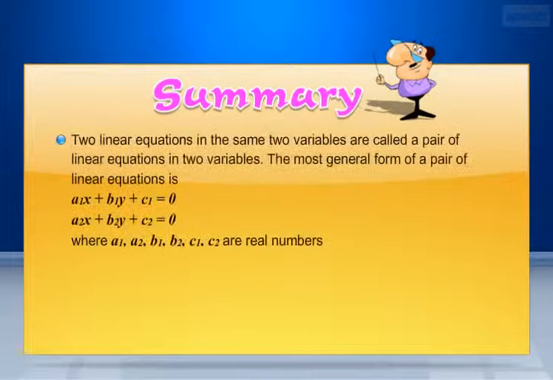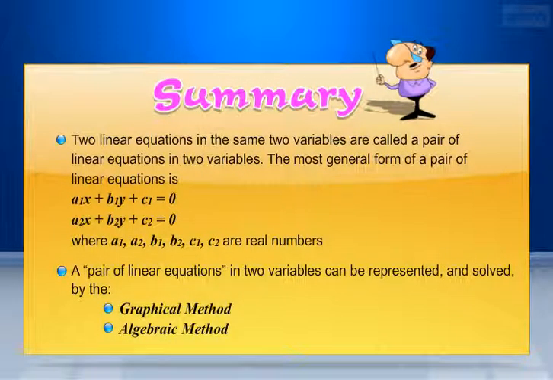Let us summarize the important points covered in this lesson. Two linear equations in the same two variables are called a pair of linear equations in two variables. The most general form of a pair of linear equations is a1x + b1y + c1 = 0, a2x + b2y + c2 = 0, where a1, a2, b1, b2, c1, c2 are real numbers.